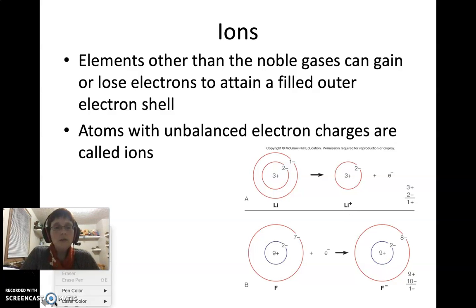Sometimes you may see it written as Li plus 1. It's rare to see them written this way because when we only have a charge of 1 as the difference, we just assume that it's a 1 and we put the positive or the negative.